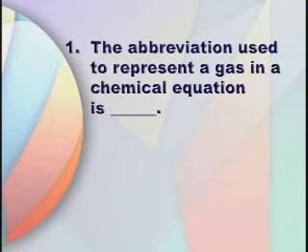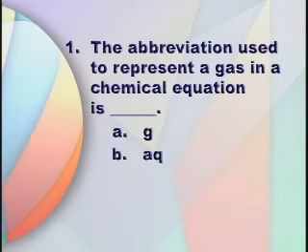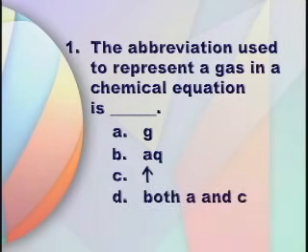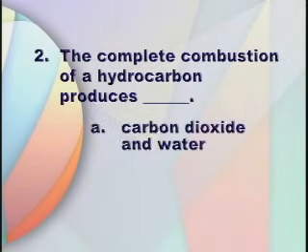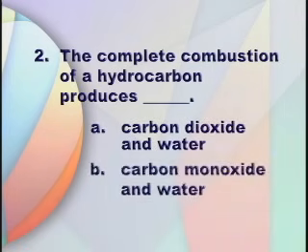Now it's time to start reviewing today's material. We'll see if you were paying attention. Question number 1. The abbreviation used to represent a gas in a chemical reaction is A, G, B, AQ, C, an arrow pointing upward, D, both A and C. Question number 2. The complete combustion of a hydrocarbon produces A, carbon dioxide and water, B, carbon monoxide and water.